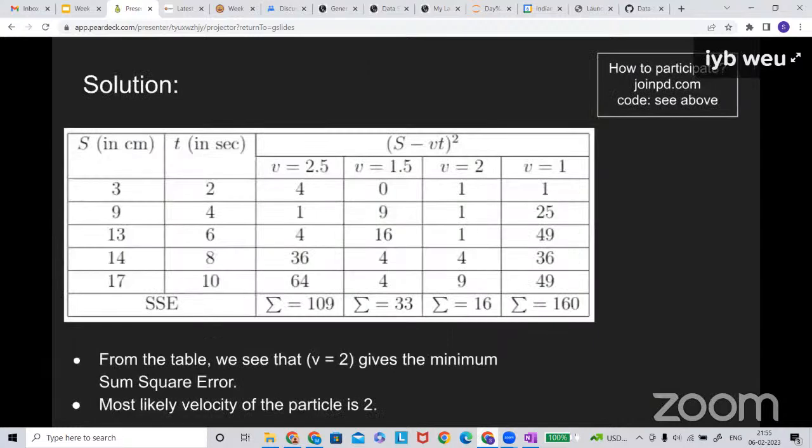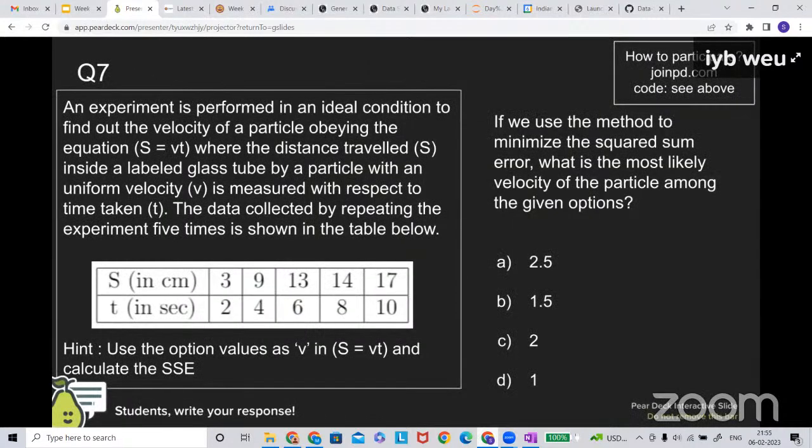Sir, can you show the question on the screen? Yeah. An experiment is performed in ideal condition to find out the velocity of a particle obeying the equation S is equal to Vt, where the distance traveled is given as S. In a leveled glass tube there is a particle moving with a uniform velocity. The motion is given by S is equal to Vt, where S is the distance, t is time, and V is the uniform velocity of the particle.